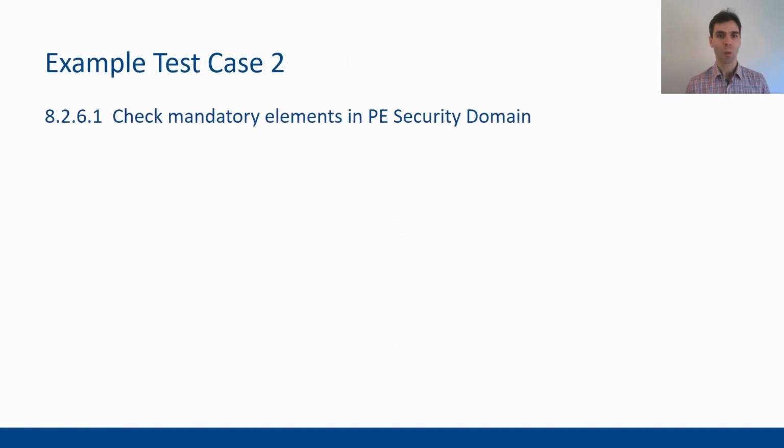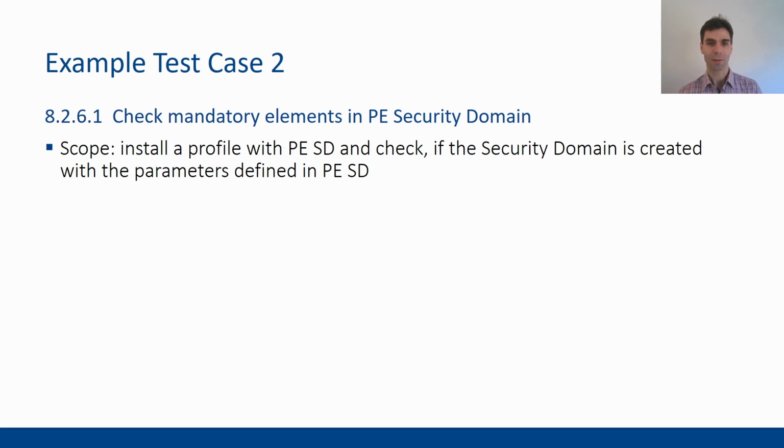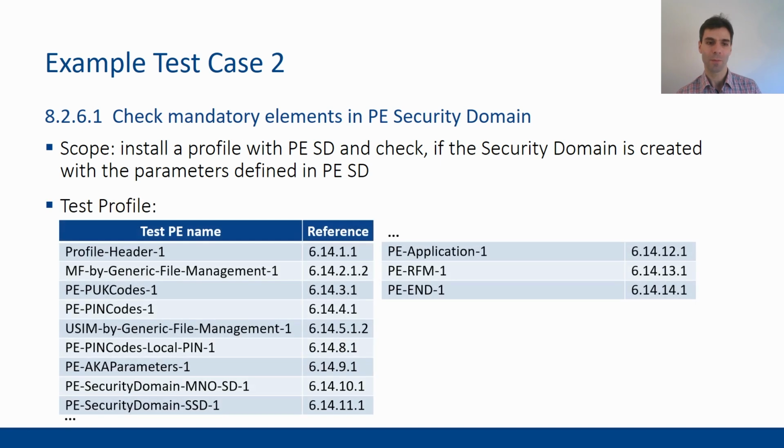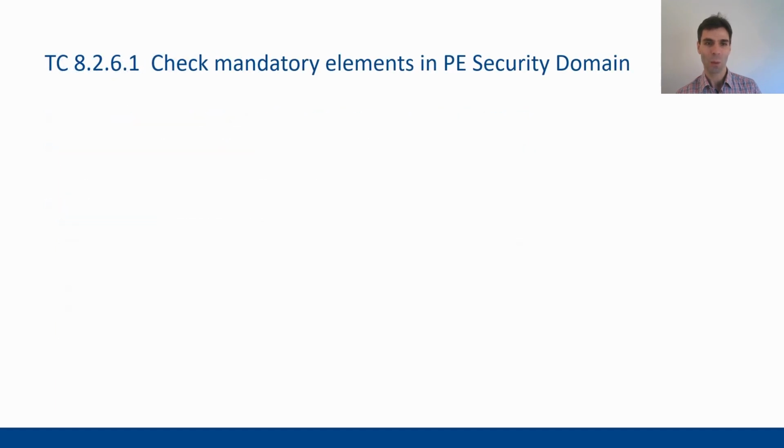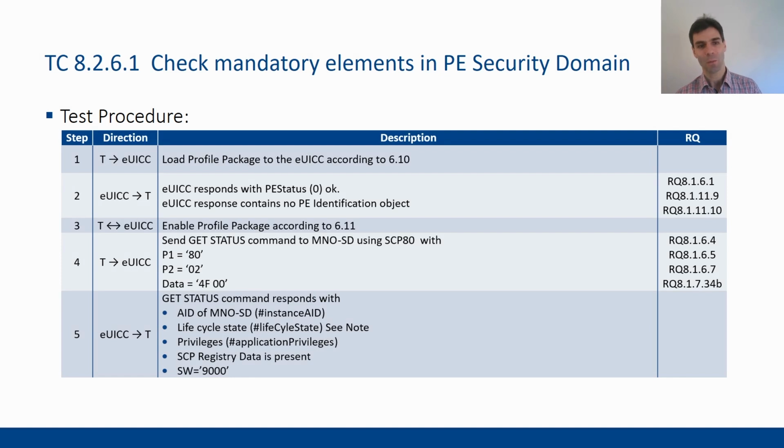Example test case 2. We want to check that the mandatory elements in a PE security domain are correctly installed. So we install a profile with PSD and check if the security domain is created with the parameters defined in the PSD. The test profile contains PE security domain MNOSD1. This is what we will check. Again, we send this test profile to the eUICC. The response from the eUICC in step 2 is OK status and no PE identification object.